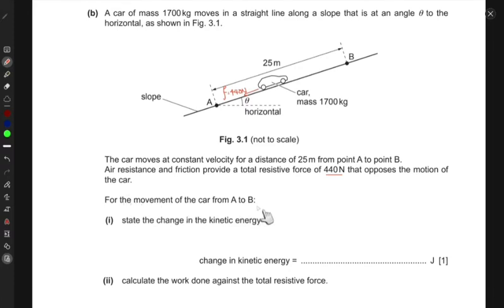For the movement of the car from A to B, state its change in kinetic energy. Note that they said the car moves at a constant velocity. We know that kinetic energy is just half mv squared. The change in kinetic energy would be half m change in v squared. But it is moving at constant velocity throughout this entire journey from A to B. Its velocity does not change, so the change in velocity would be 0. If that's 0, then this product is just 0 as well. So the change in the kinetic energy of the car from A to B is just 0. There is no change in this energy.